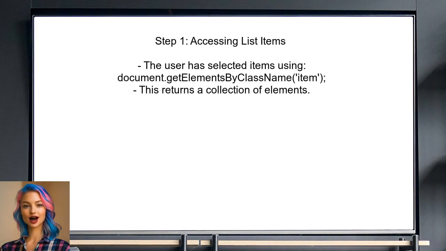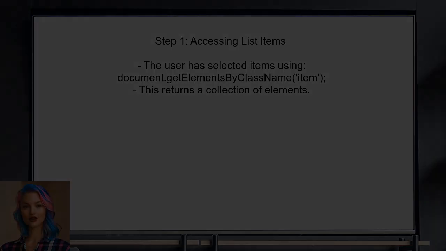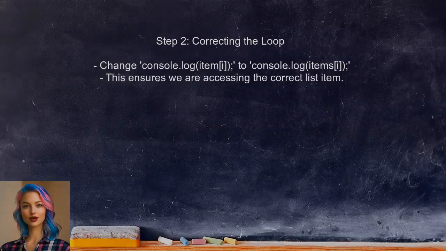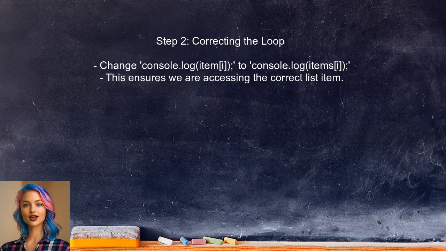To begin solving the user's issue, we need to correctly access the list items in the HTML. The user has already selected the items using the class name item. Now let's ensure we are accessing the correct properties. Next, the user should loop through the items correctly. In the current code, there's a small mistake in referencing the items. Instead of item I, it should be items.